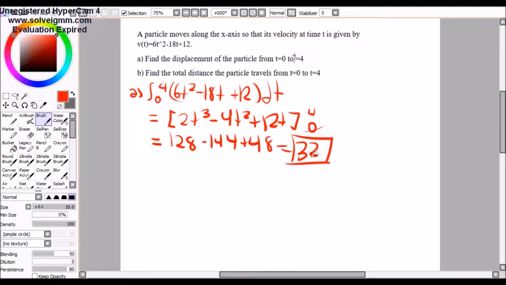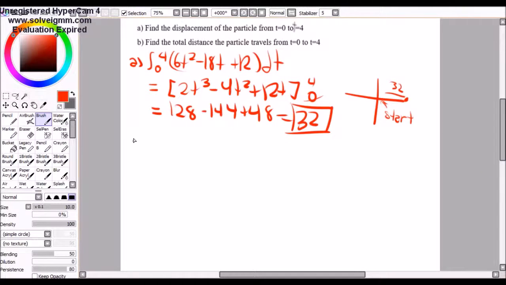And then the net change of position from t equals 0 to t equals 4, this is sometimes referred to as position shift. And here it indicates that the particle ended up 32 units to the right of its starting point. And then this would be 32. Yeah. And then part B is asking us for distance.